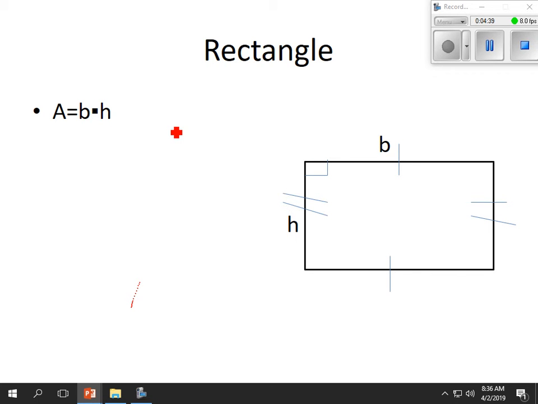Next, a rectangle. A rectangle is base times height. Remember, a rectangle is also a parallelogram. It's also a square, or squares are also rectangles, so on and so on. Another formula you might have seen in the past is just length times width. Either one of those formulas will work. Just remember that one of these is your base and one of them's your height, or one of them's your length, one of them's your width. Whichever one you want, it doesn't really make any difference which one's which. So that's for a rectangle.